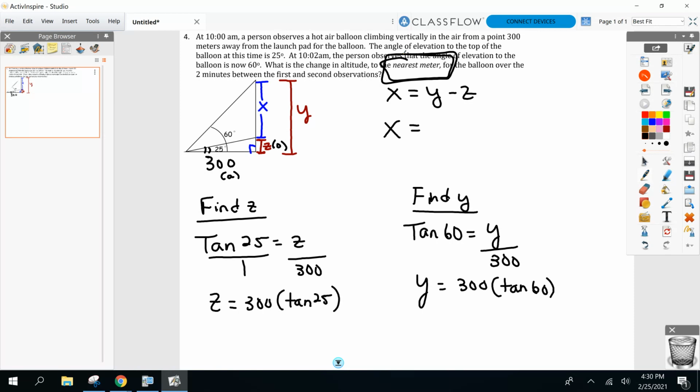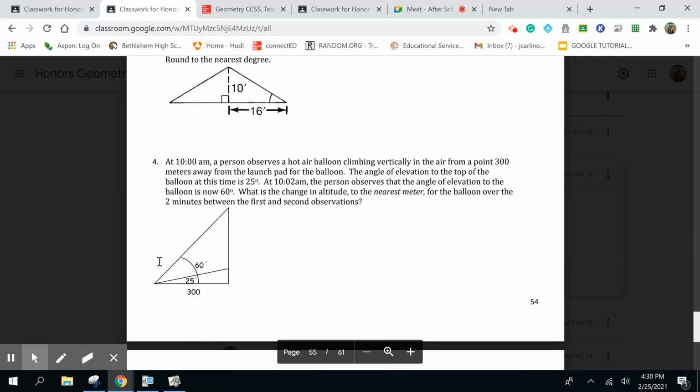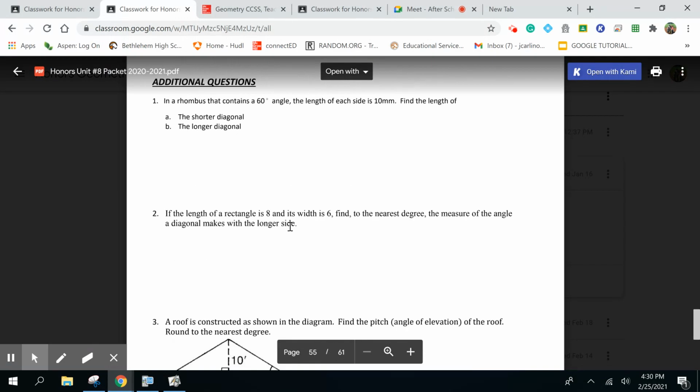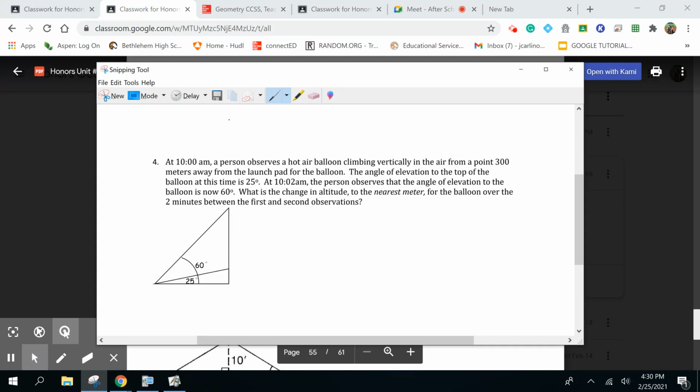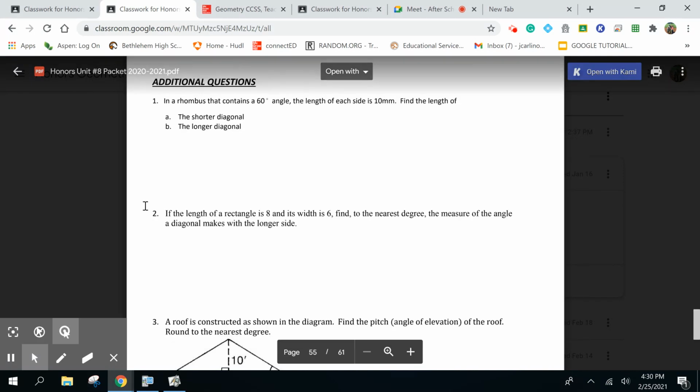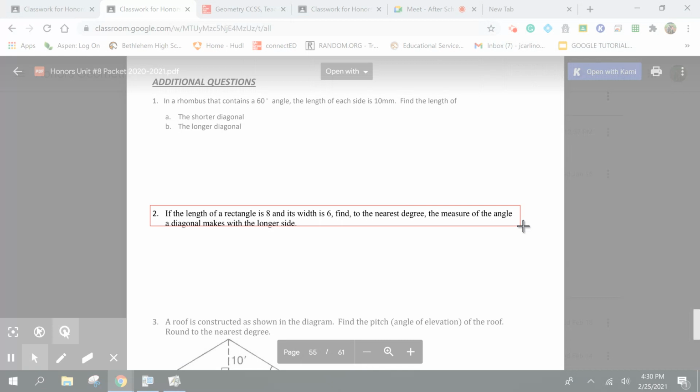All right, where else do you guys want to go? Keep talking to me here. Can we go over question 2 in the packet? Question 2 in the packet. Let's see what we're looking at here. Sure. Just wanted to make sure I'm up to date with it.